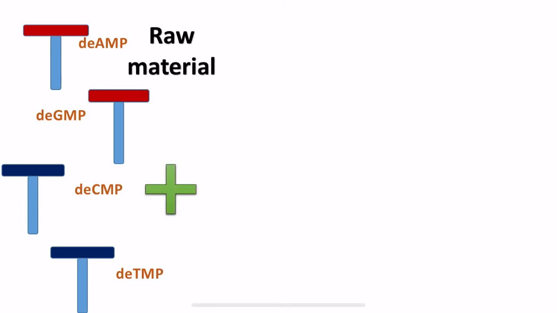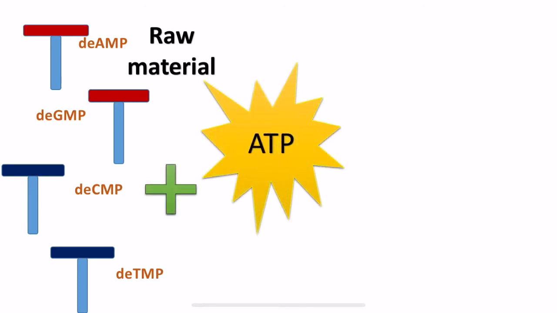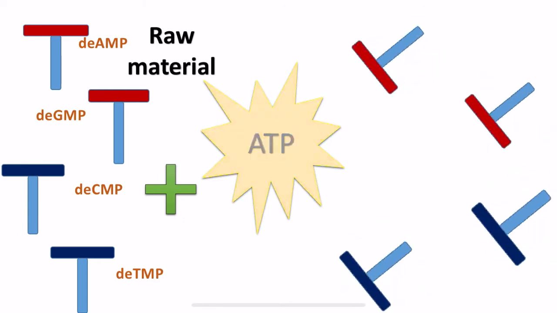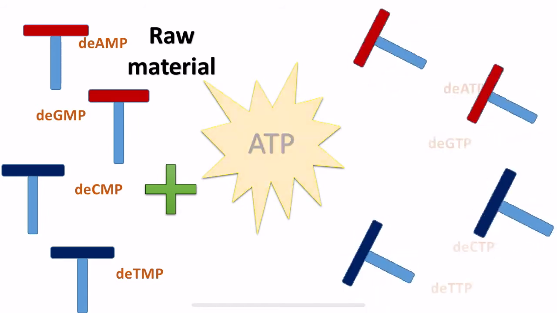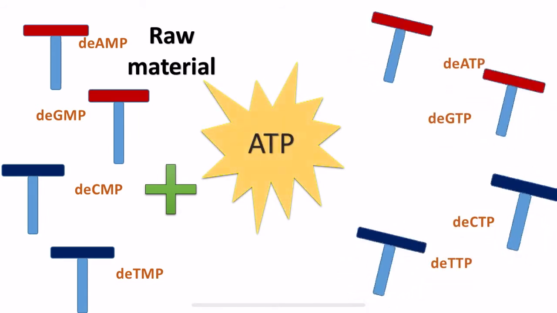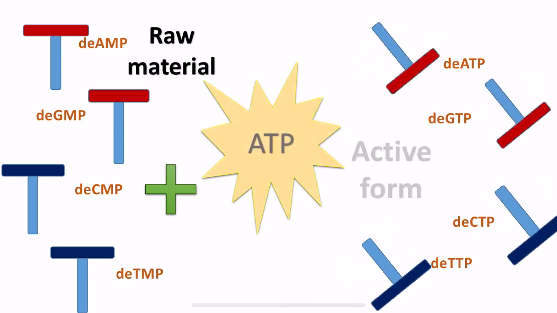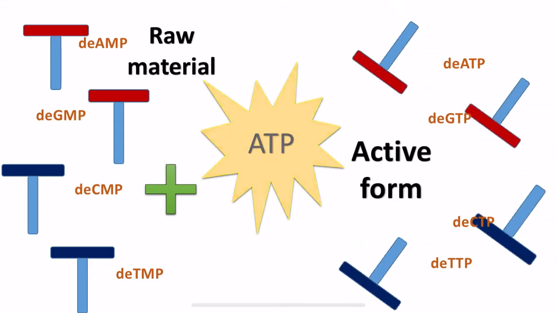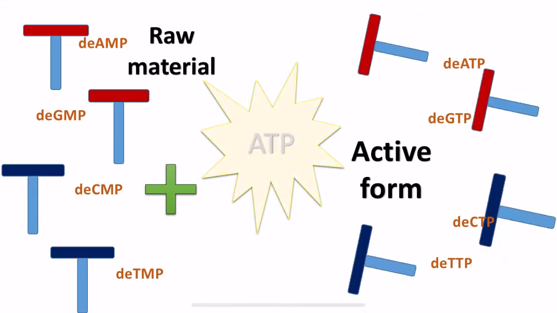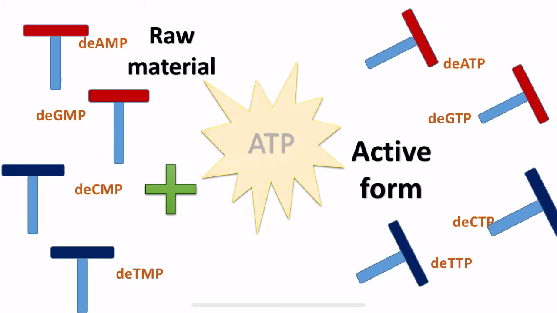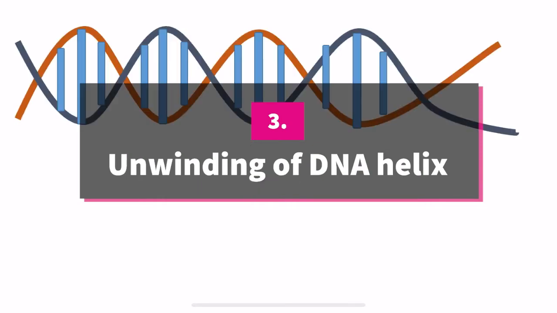They need to combine with ATP, where they phosphorylate with this ATP and come into an active state, and they convert into dATP, dGTP, dCTP and dTTP. So now they are in active form, very much ready to come and bind with the DNA strand, and the replication process will go on. So now let us start the actual replication with number 3, that is unwinding of the DNA helix.